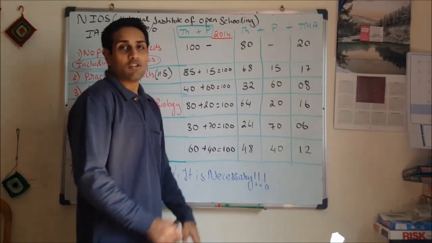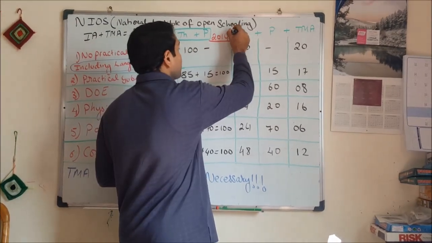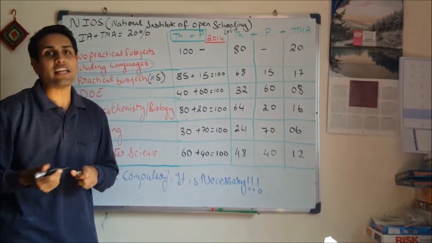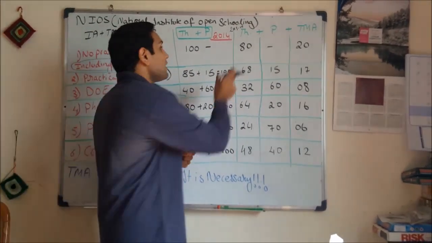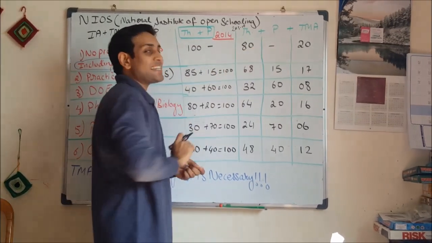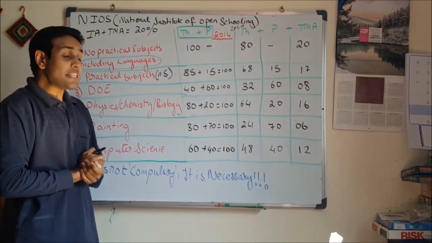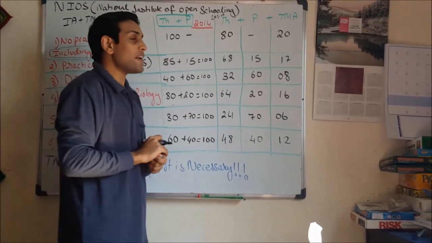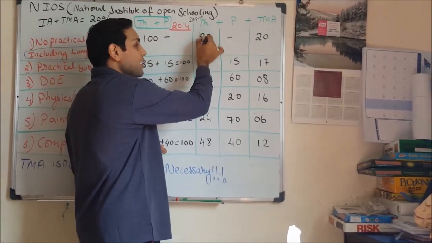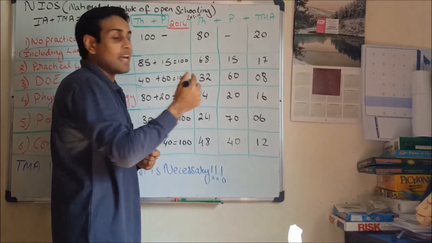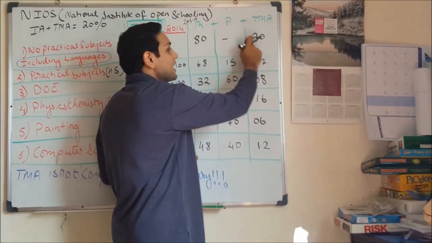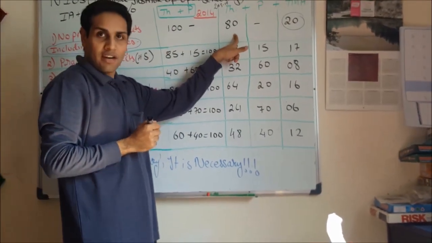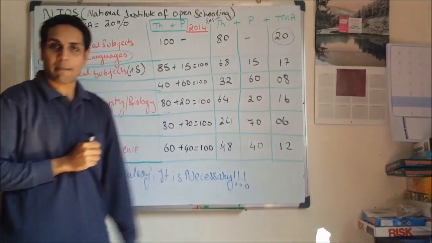What happened from 2014 onwards, that is 2015 to 17 presently, and hopefully 2018 also, is that the theory paper will weigh 80 marks. Since it is a non-practical subject, what about the other 20? To make it 100, we have to add 20. That 20 came in the TMA here. So 20 plus 80, 100, you get your 100 marks in the exam.